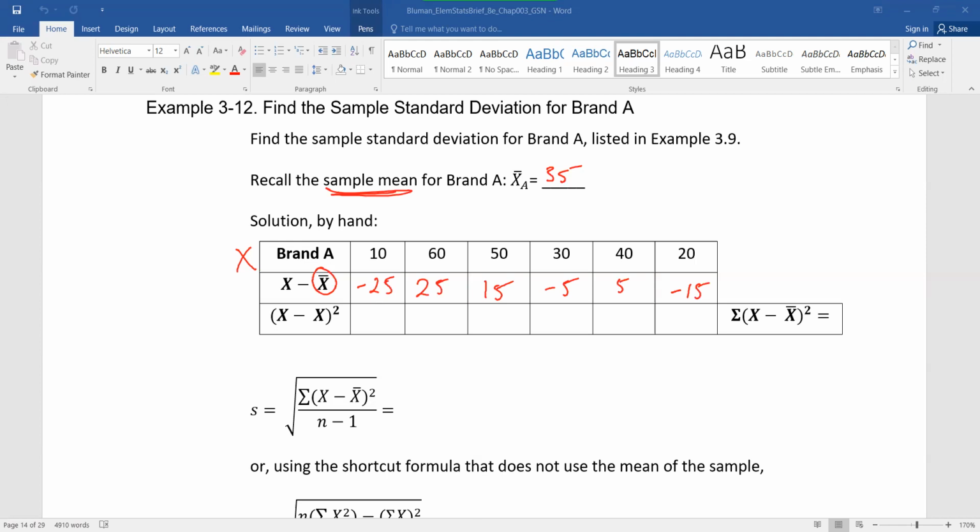And now we're going to square this. Do you happen to know what 25 squared is? What, 25 times 25? Nope, that's 15. If you don't know it, it is 625.